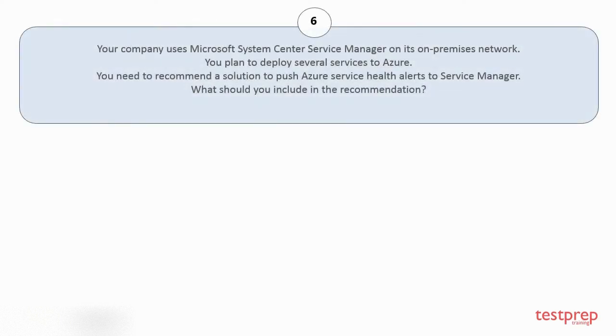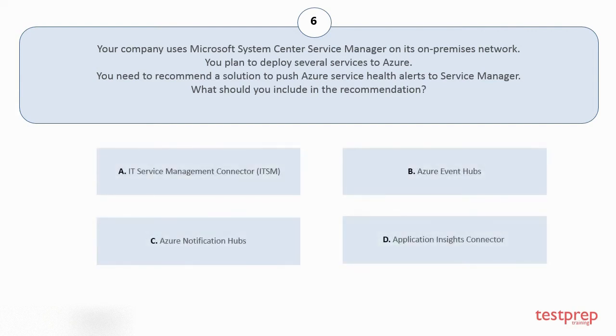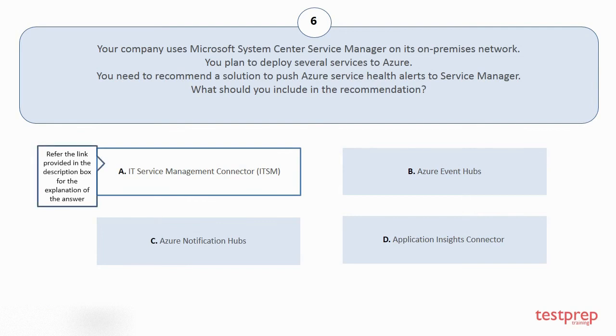Question number 6. Your company uses Microsoft System Center Service Manager on its on-premises network. You plan to deploy several services to Azure. You need to recommend a solution to push Azure Service Health Alerts to Service Manager. What should you include in the recommendation? Your options are A. IT Service Management Connector. B. Azure Event Hubs. C. Azure Notification Hubs. D. Application Insights Connector. The correct answer is option A.